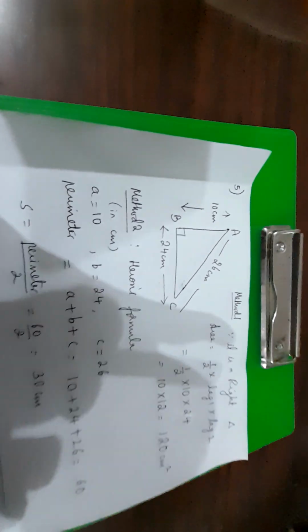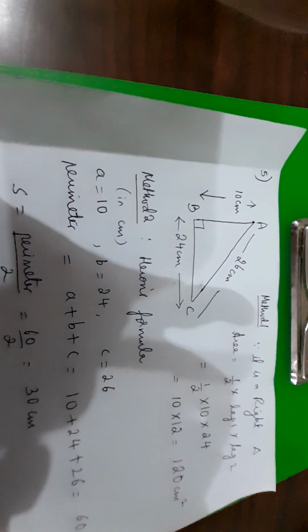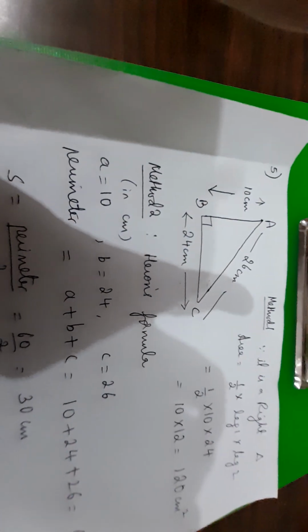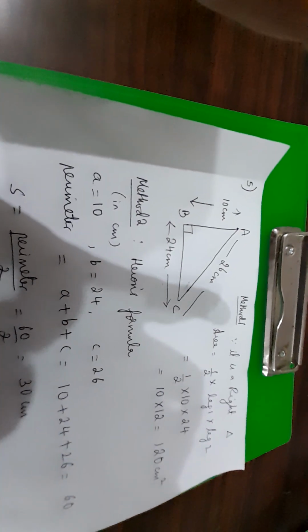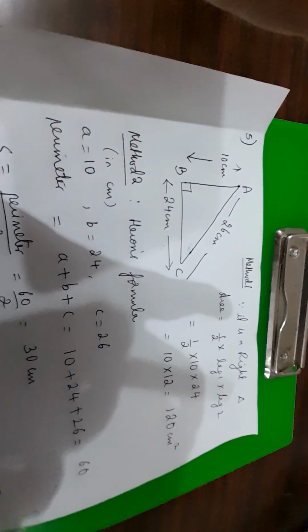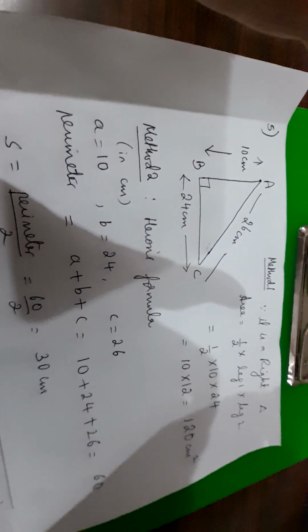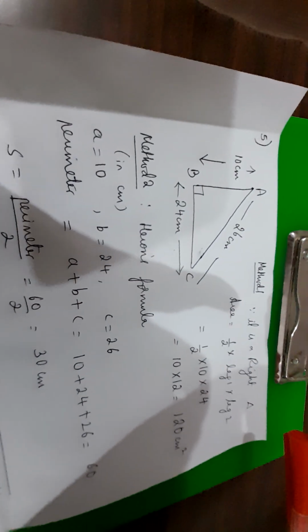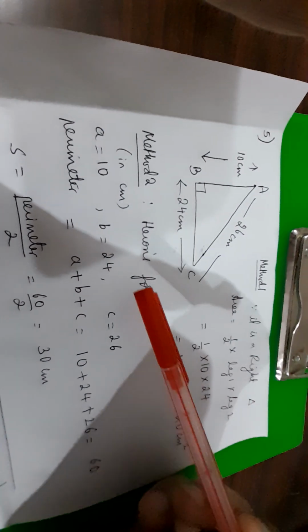So we have it here. You're going to find the area using Heron's formula and using the formula involving legs. See now, when you have a scalene triangle which is not right angled, you have no other option. You have to go with Heron's formula.